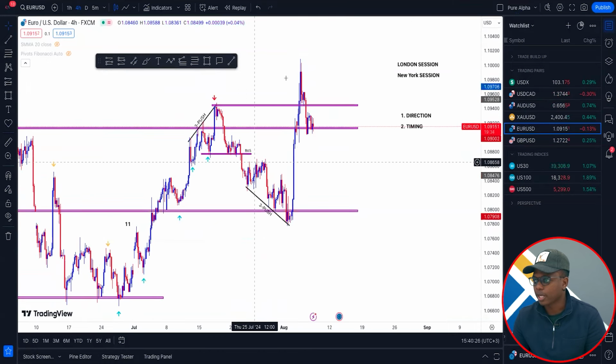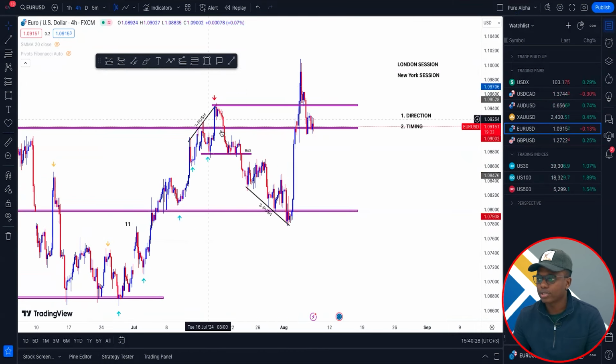For example, this market was moving to the upside. If you came and bought at this level, you're very right on the direction.